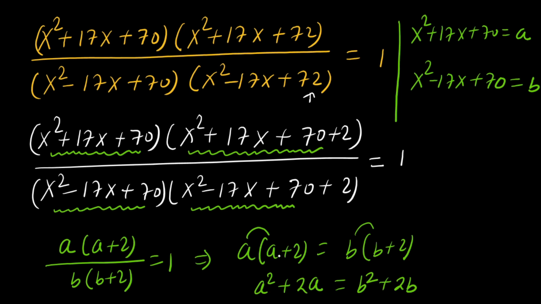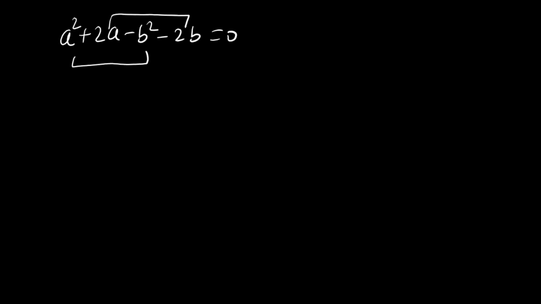Now if we take all the expressions on the same side, then A square plus 2 times A minus B square minus 2 times B equals 0. Look carefully at these two terms and these two terms. The left hand side is factorizable, but how? A square minus B square plus 2 times A minus 2 times B equals 0.